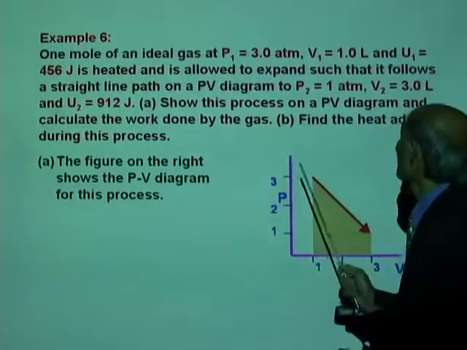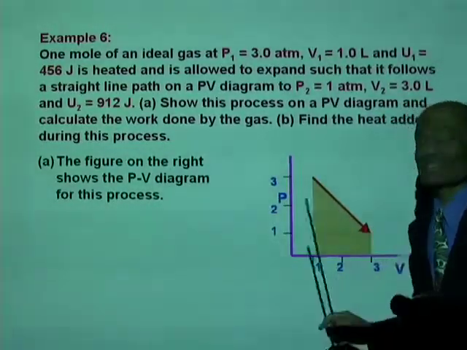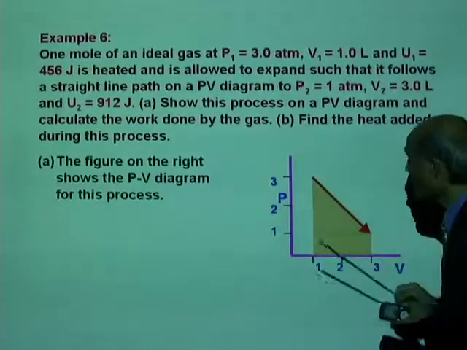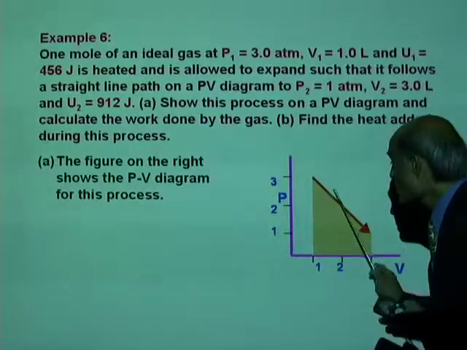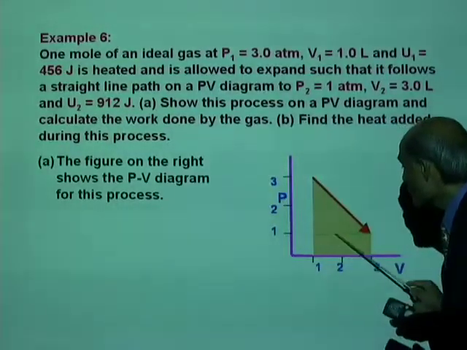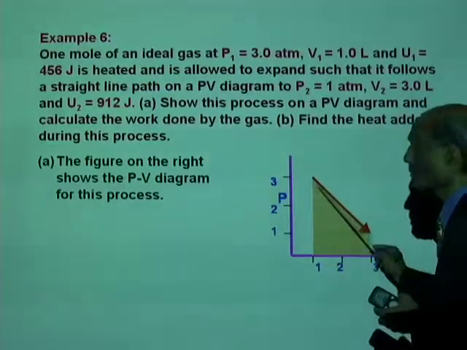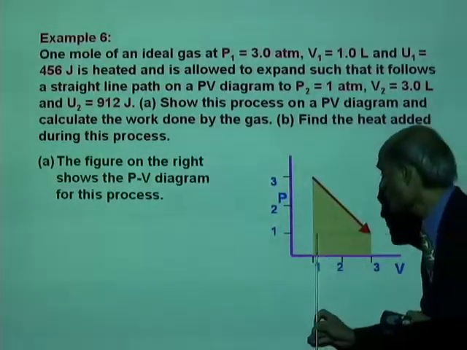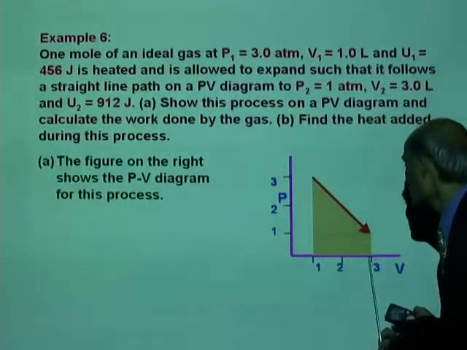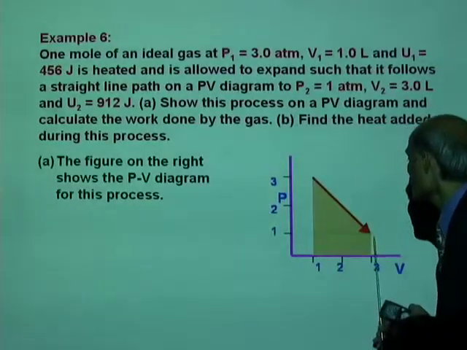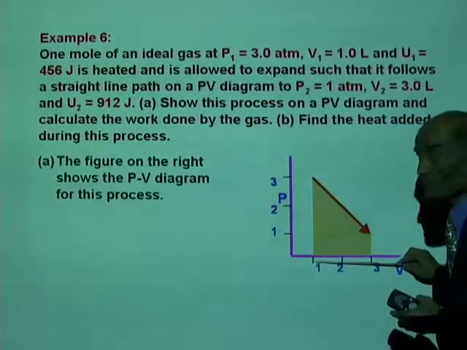Show this process on a PV diagram and calculate the work done by the gas. Can you calculate the work done here? Well, you don't need calculus here. The work done is the area, and the area is made up of a rectangle plus a triangle. You see? And what is the area of the rectangle? This is 1 atmosphere and this is 2 liters. So the area of the rectangle is 1 atmosphere times 2 liters.